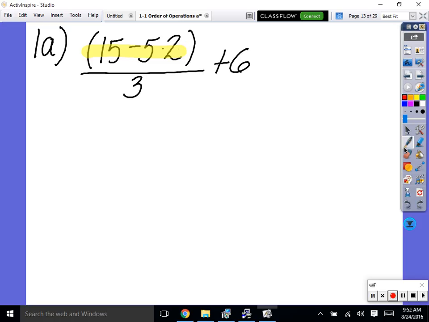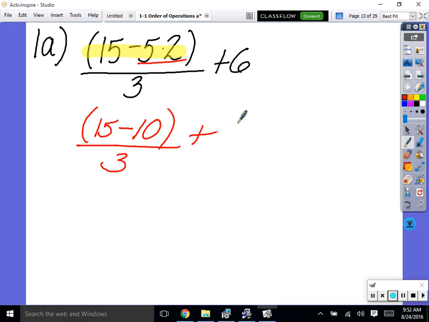So we're going to simplify parentheses first. We have parentheses, we have a 15, and then we have minus, and we're going to simplify multiplication first, right? So we have 15 minus 10. Does everybody understand? All over 3 plus 6. Division's going to come before, so now we're going to simplify inside our parentheses here. So on top, don't we have a 5? 15 minus 10? So we have 5 over 3 plus 6, right?